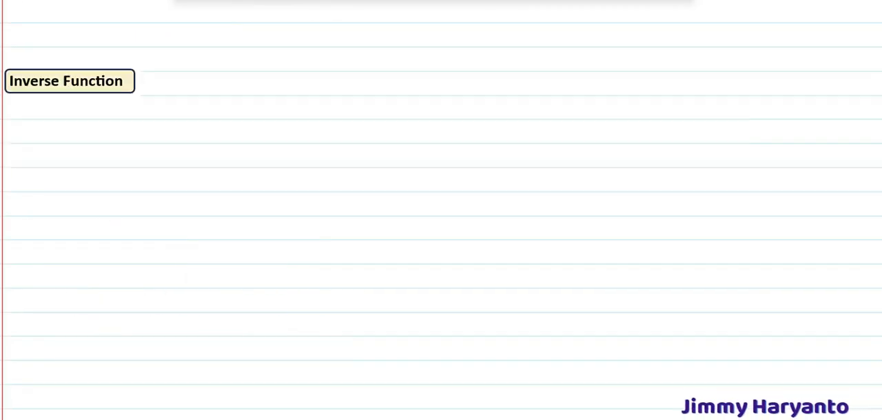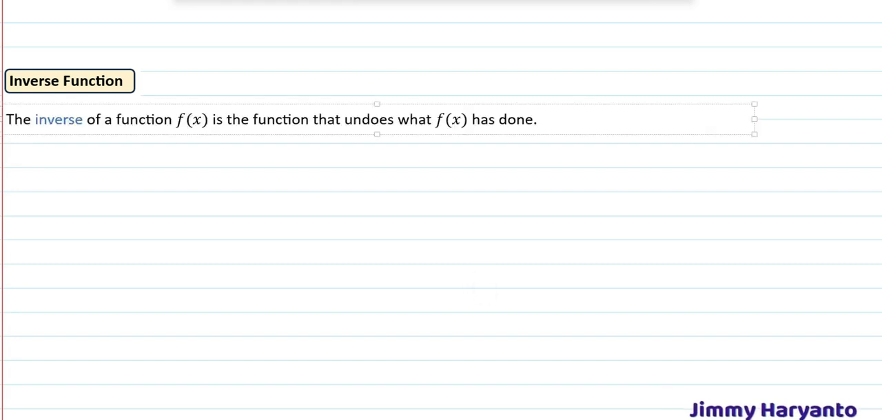Okay, after we learn about composite function, the next one is the inverse function. The inverse of a function is the function that undoes fx. Undoes what fx has done.